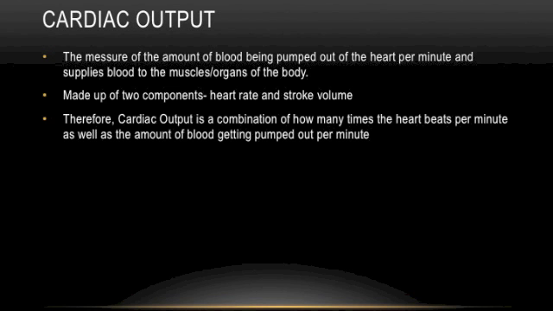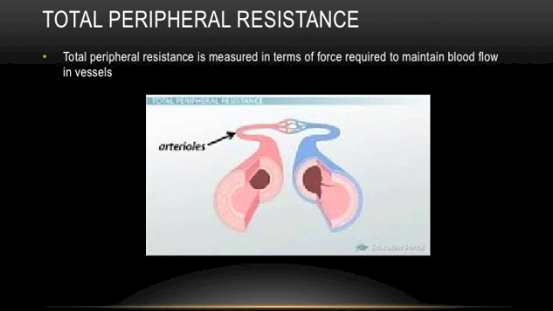Cardiac output is made up of two components, heart rate and stroke volume. This means cardiac output is a combination of how many times the heart beats per minute as well as the amount of blood getting pumped out per minute. Total peripheral resistance is measured in terms of force required to maintain blood flow in vessels, especially in the small arterioles. This is furthermore important when understanding blood pressure regulation in the wildebeest.